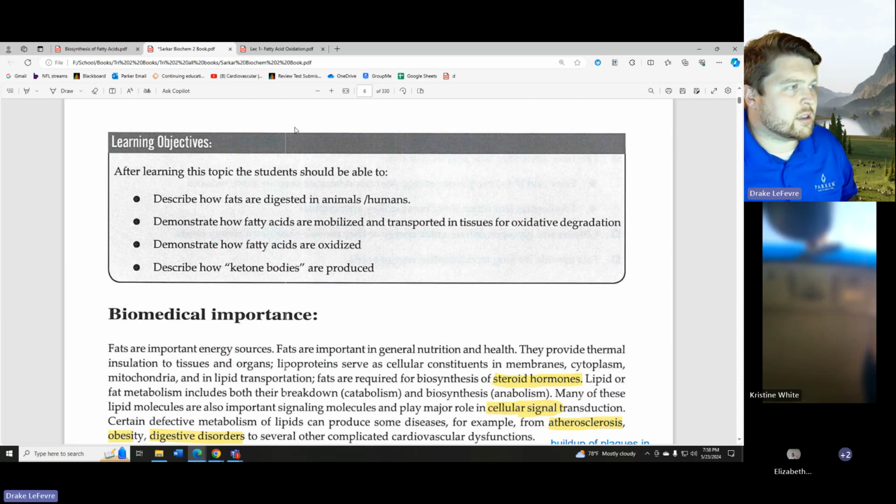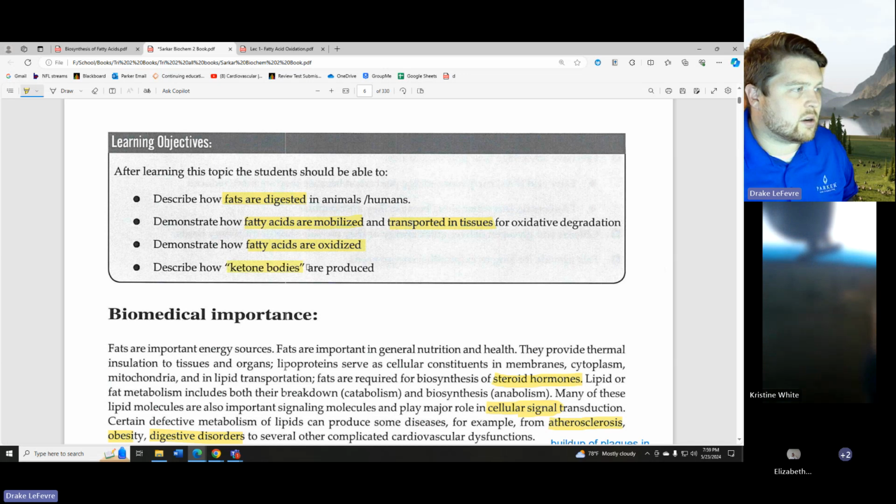Okay, first things, learning topics. Digesting of fats, how the fatty acids are mobilized and then transported in tissues for oxidative degradation, so breaking them down, how fatty acids are oxidized, and then ketone bodies.